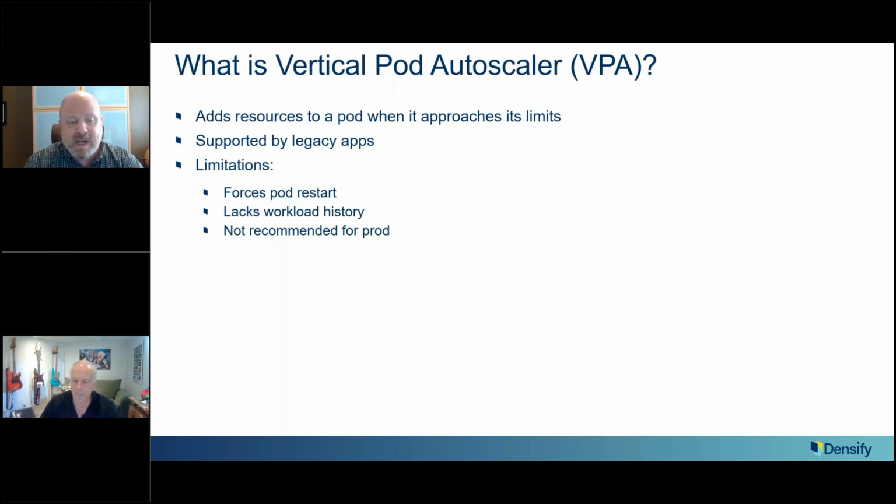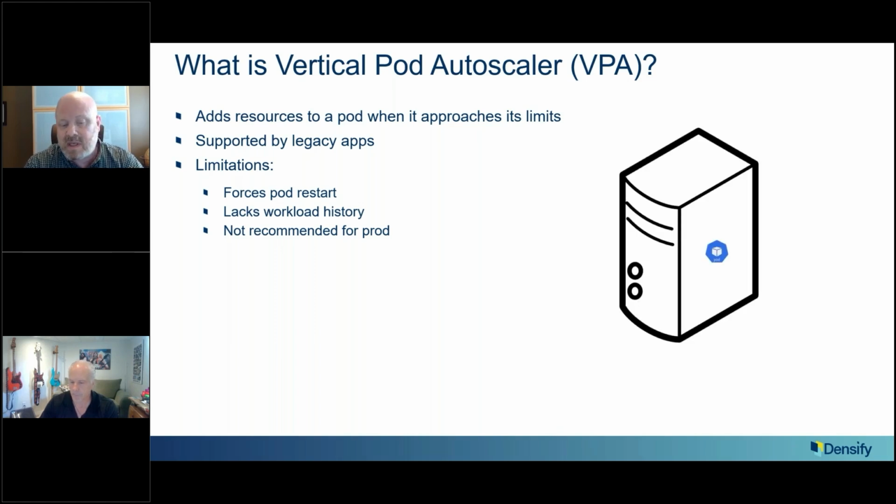Now, what does this look like in practice? So similarly to HPA, we start with this very simple scenario where we have a single node and we have a single pod running our workload. But instead of scaling out by adding additional pods, we're scaling out simply by adding additional resources to the pod that's already running in order to increase capacity this way. So slightly different model for how it works.